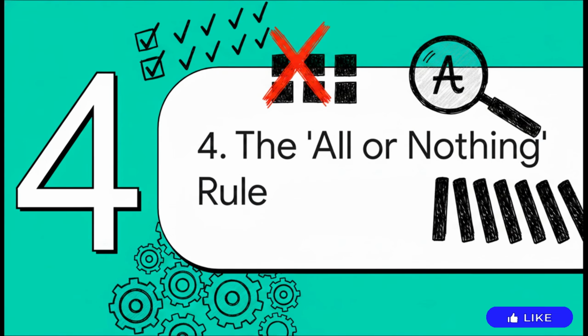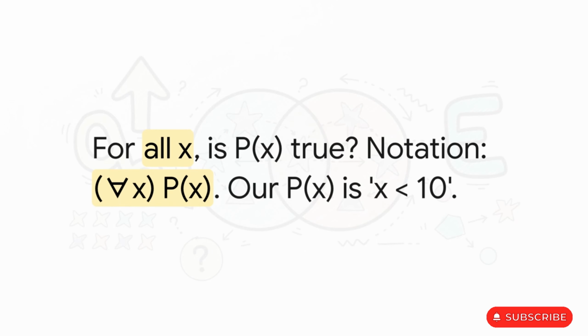All right, time to put our first tool to work. Let's start with the universal quantifier. Remember, this is our perfectionist, and it lives by a very strict all or nothing rule. Now, the notation might look a little weird, but don't worry, this upside-down A just means "for all." So when you see this, it's just asking a question. For all the possible values of x that we've allowed, is our statement true? So for us, the question is: is x is smaller than 10 true for every single value we're about to test?